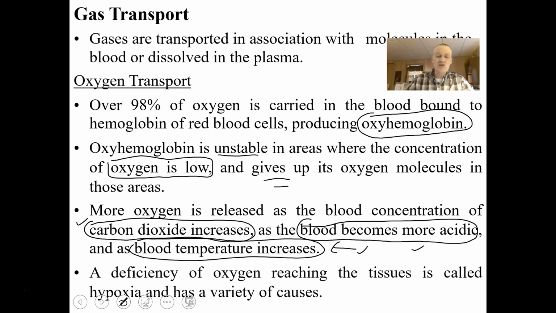If you have a deficiency of oxygen reaching tissues, that particular condition is called hypoxia. Okay, and there's a wide variety of things that can cause hypoxia, like a lack of blood, where you've lost blood, or you have anemia, a lack of hemoglobin molecules. All of those things can cause hypoxia. A block of the flow of blood to a tissue can also cause hypoxia.